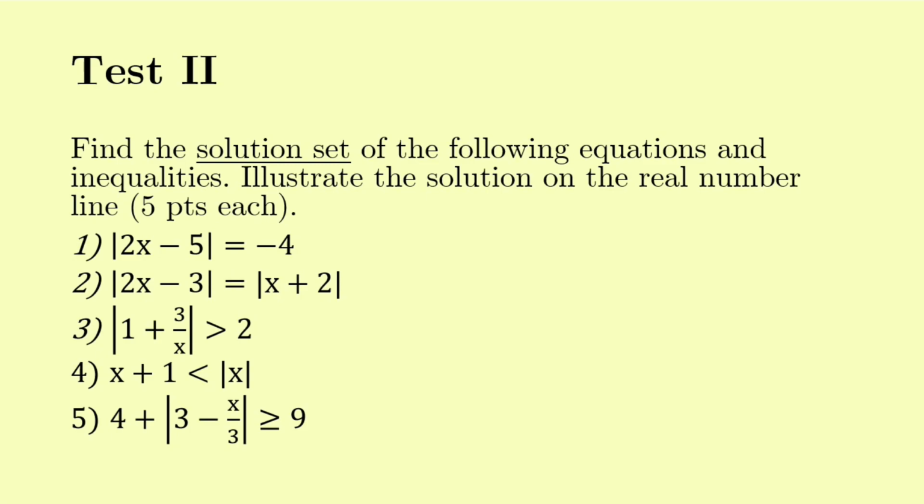Okay, moving on to test 2. Let us answer the following set of equations and inequalities. Let's find the solution set, and then we will illustrate the solution set on the real number line. So the first item is the absolute value of 2x minus 5 is equal to negative 4.